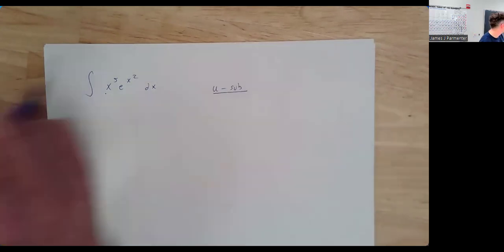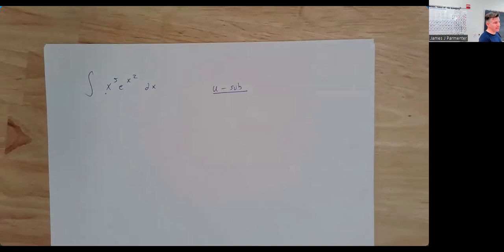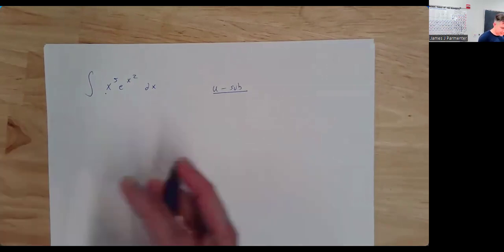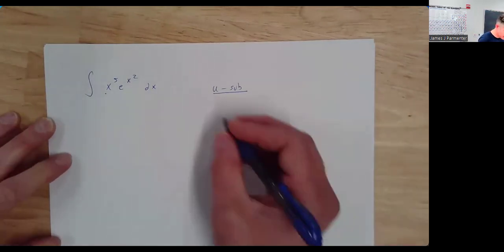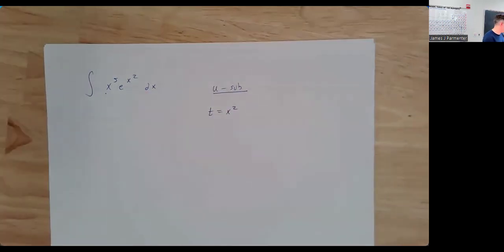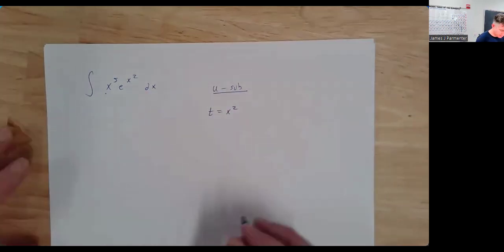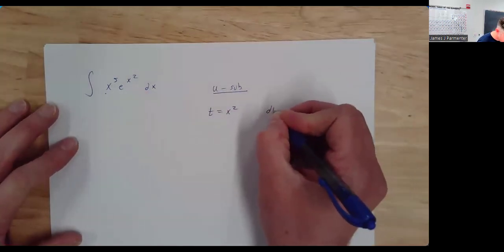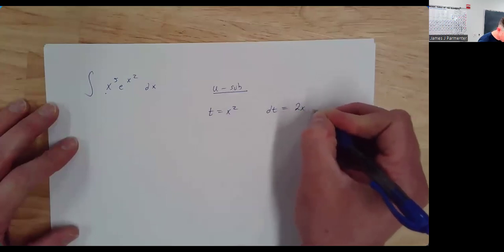Since I know that I'm going to do a u sub and then integration by parts after that, I'm not going to use the letter u for my u sub. I would love to save u for my integration by parts. So instead of saying u equals x squared, I'm going to say t equals x squared, or pick whatever letter you like. And then my dt is equal to 2x dx.